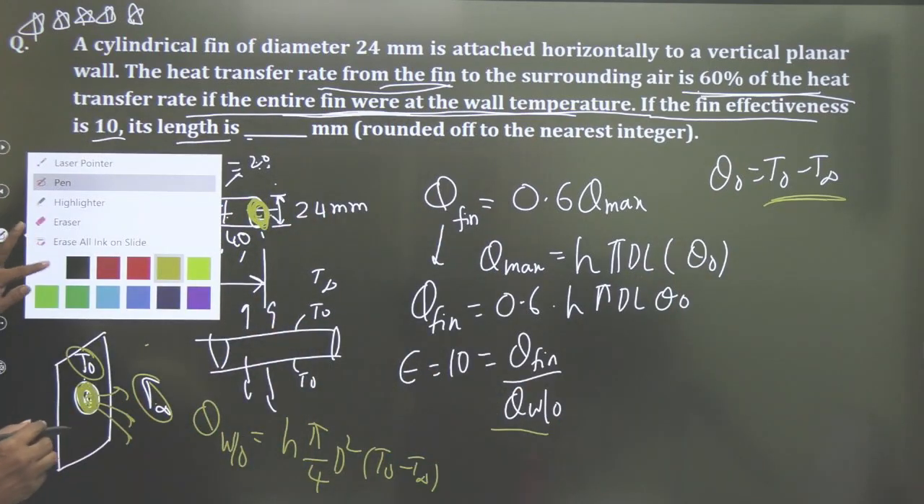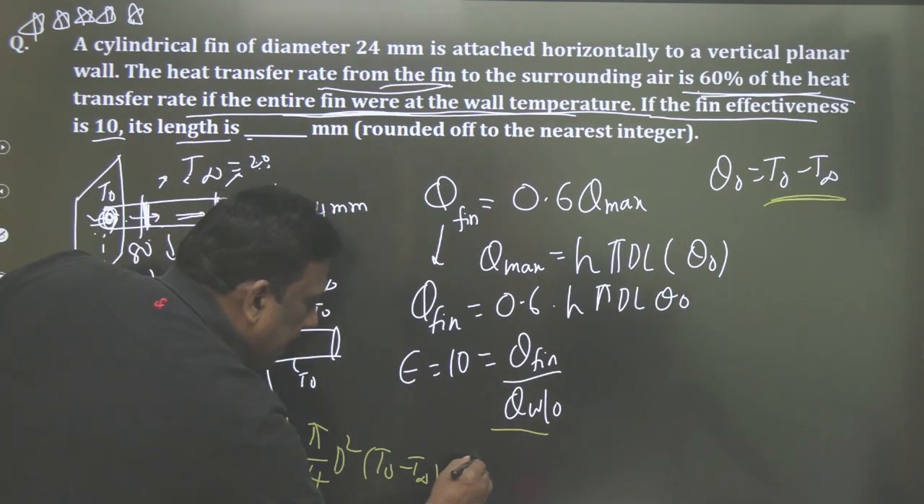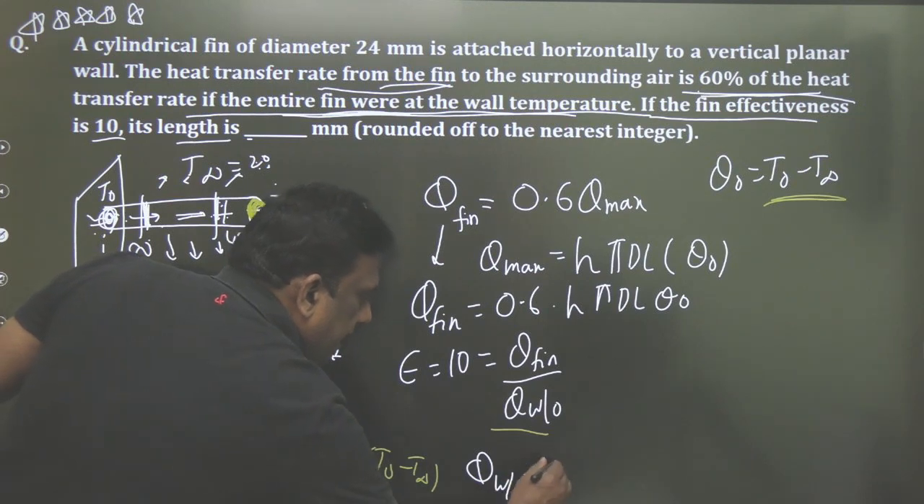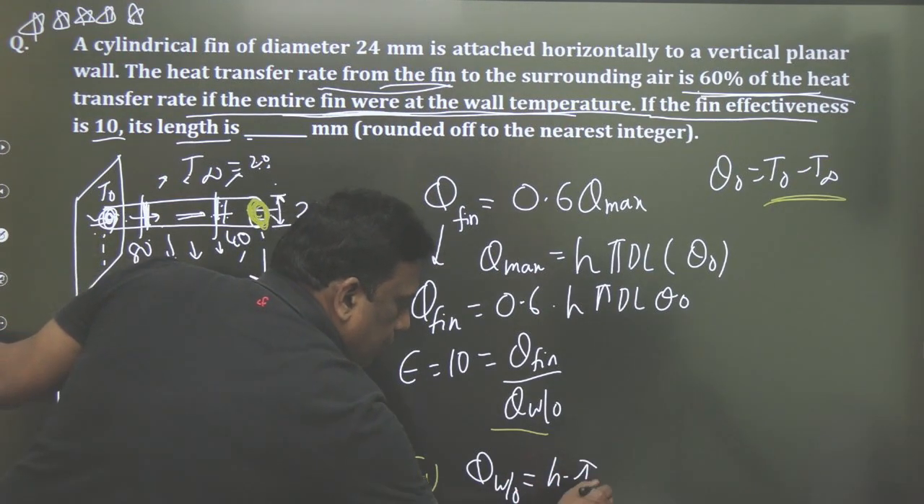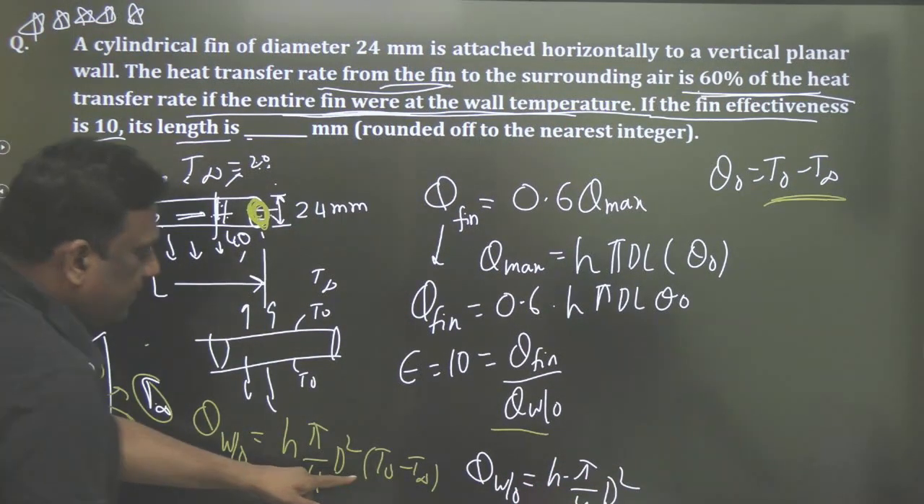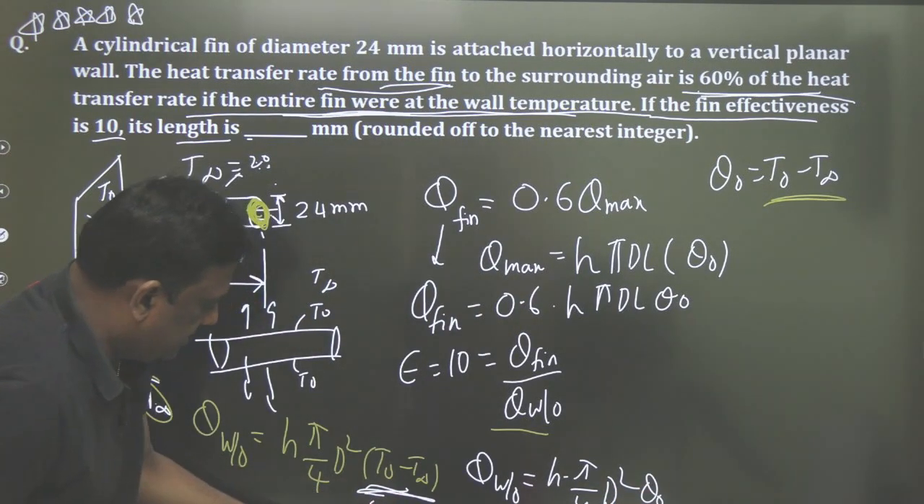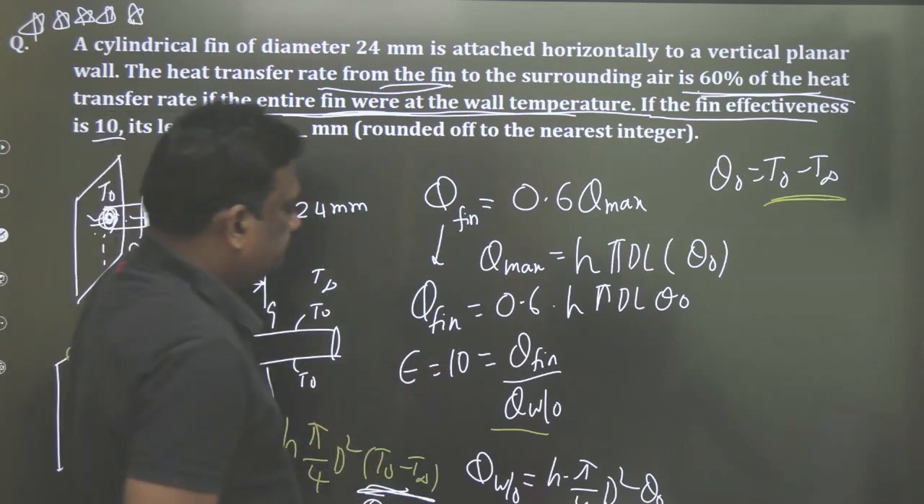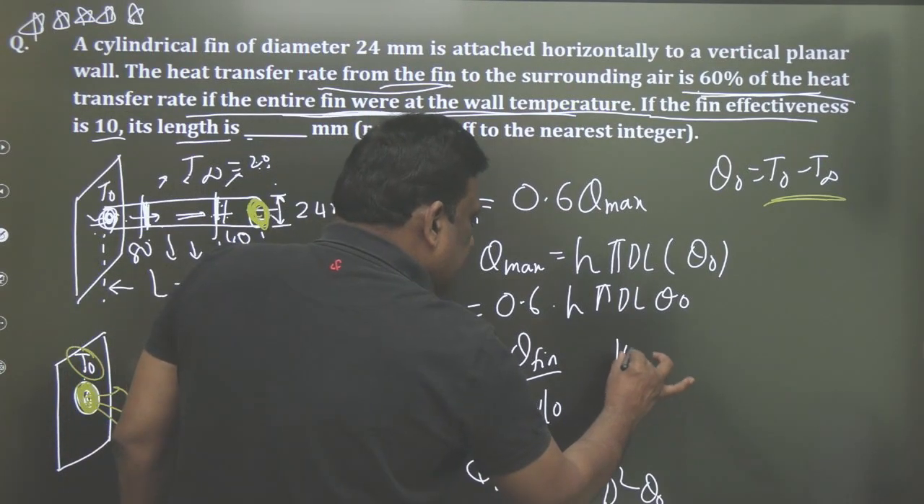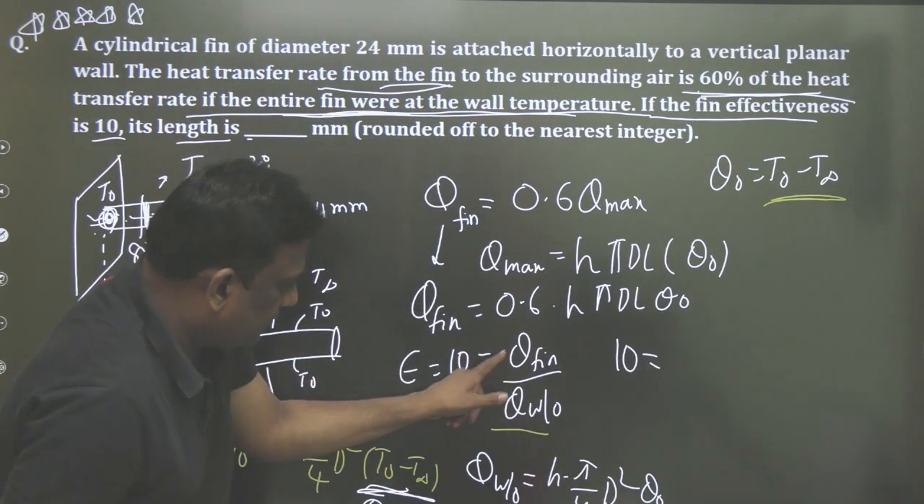So I have taken it as theta naught. Therefore, heat transfer without fin is h into pi by 4 d square theta naught, since T0 minus T ambient is theta naught. This is our theta naught. So here we put 10 equal to heat transfer with fin divided by heat transfer without fin.